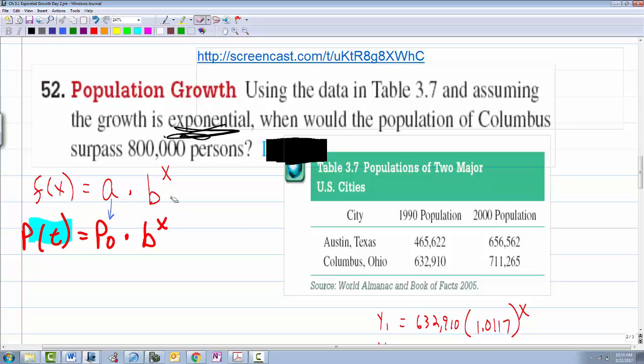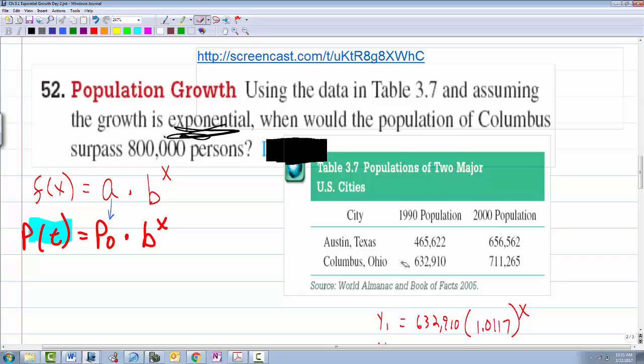Now, what did I just erase? Well, we're doing Columbus, Ohio, and we want to know when will it surpass 800,000. What I need is a formula for it. Okay, so I look at Columbus, Ohio's data, and I say, oh, in 1990 it's this, and in 2000 it is this. How far is it from 1990 to 2000? 10 years. So what could I call this? I just said this word about a minute ago.